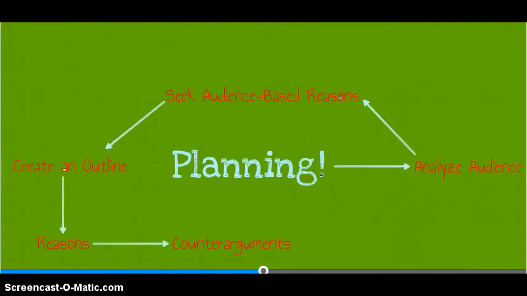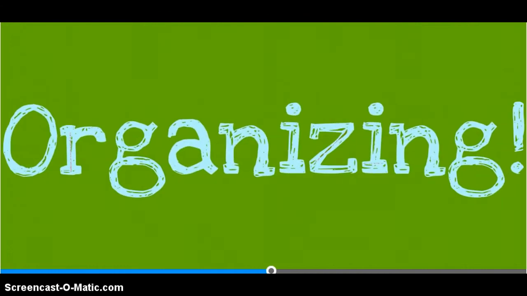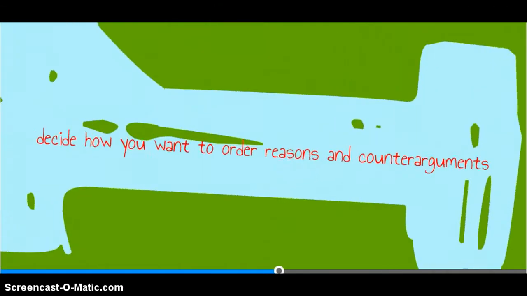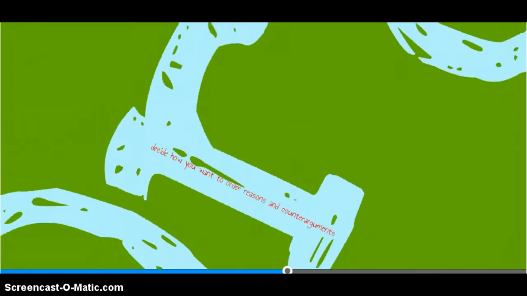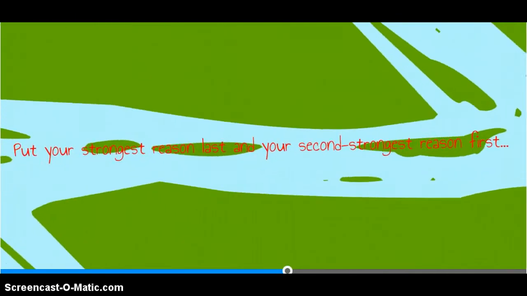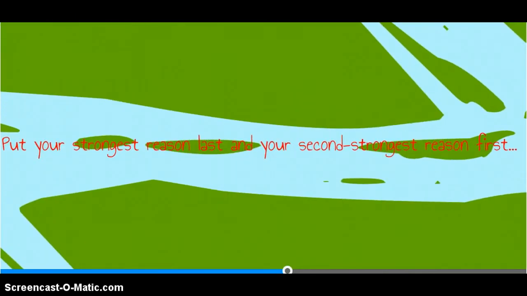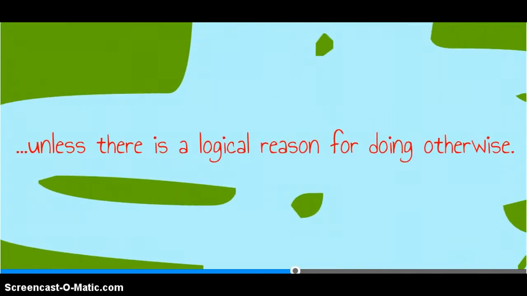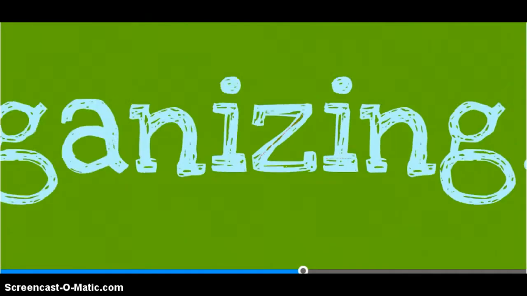To organize your argument, decide how you want to order your reasons and your counterarguments. There are several options for how you can do this. It's always important to present your strongest reason toward the end, so that you end on a high note. But you also want to have your second strongest reason at the beginning to get your audience's attention right away, unless there is a big reason for doing otherwise, or a logical reason why certain reasons should be ordered together.